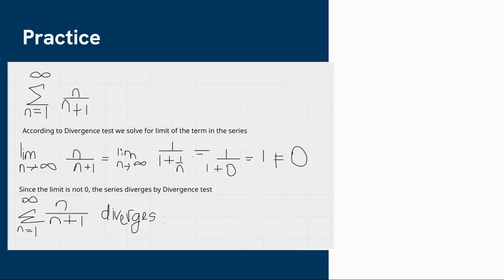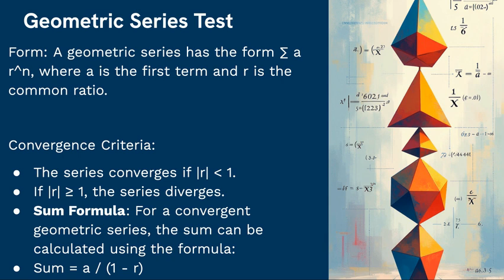The second test we're going to be looking at is the geometric series test. The geometric series test is in the form a times r to the power of n, where a is the first term and r is the common ratio. So you determine the convergence or divergence solely based on the common ratio of the geometric series. If the absolute value of the common ratio is less than 1, then it converges, but if it's equal to or more than 1, then it diverges.